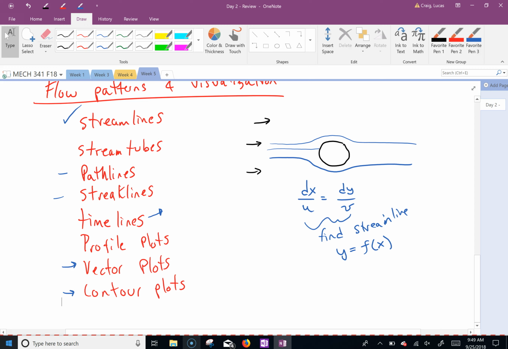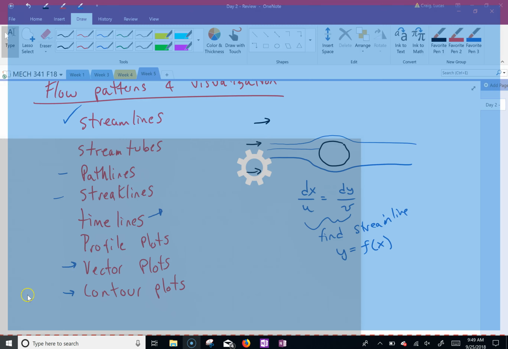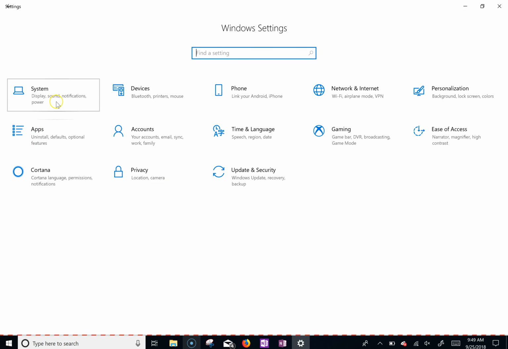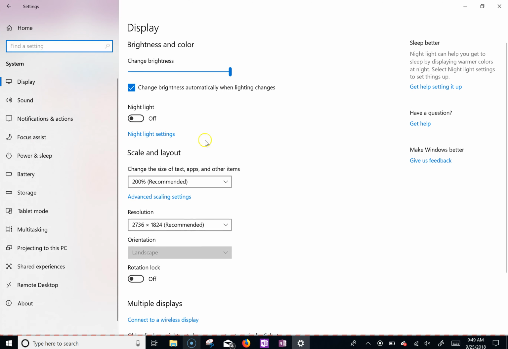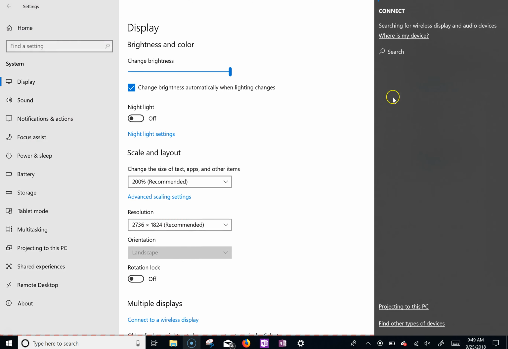Oh, it kicked me right out when I did that. Display, connect.